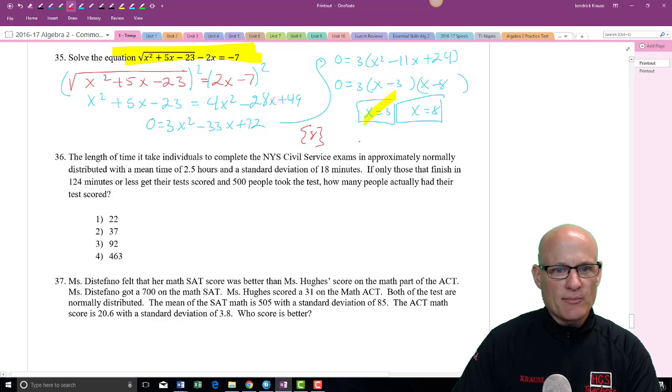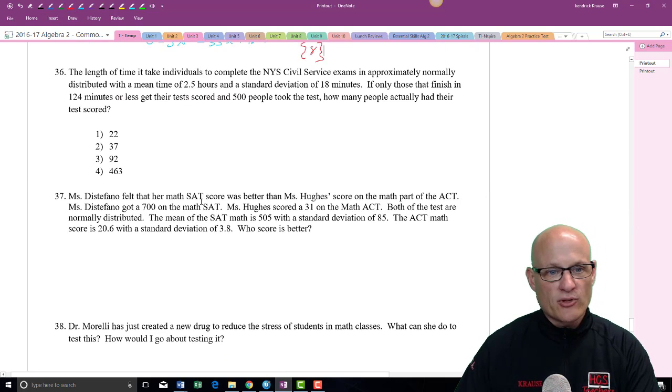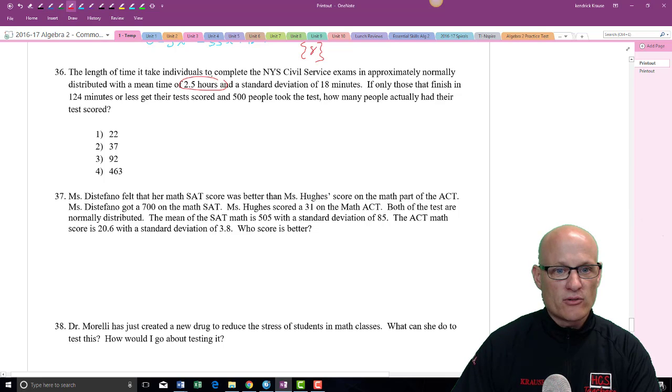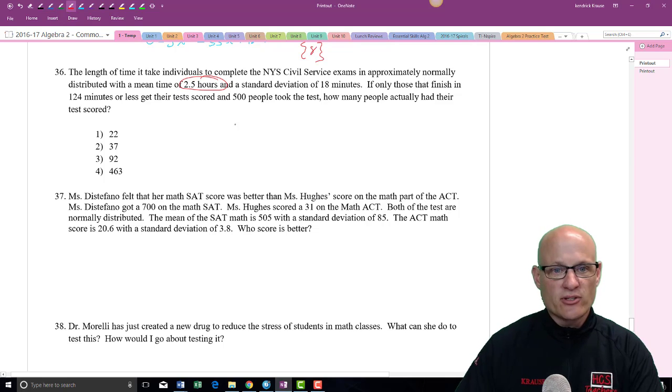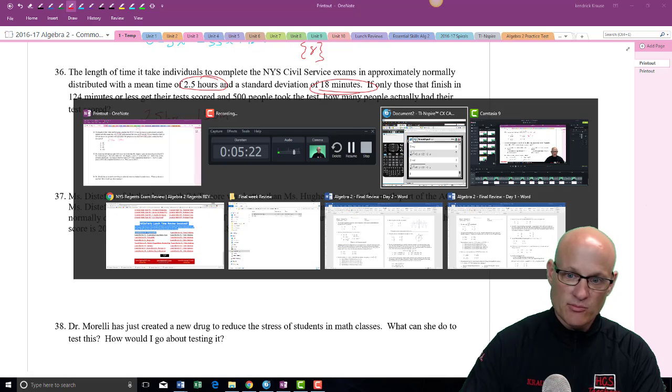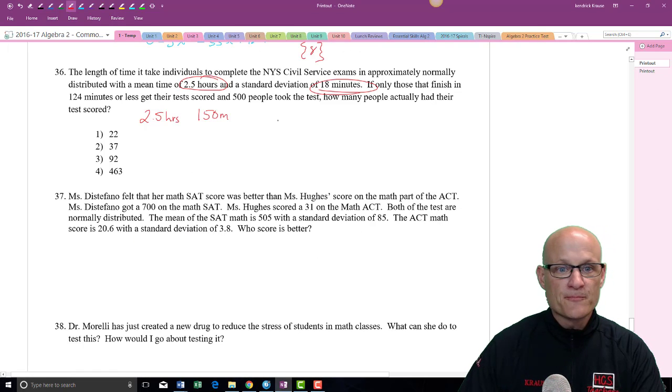All right, the length of time it takes to complete the New York State Civil Service exam is approximately normally distributed with a mean time of 2.5 hours and a standard deviation of 18 minutes. Did you notice? 2.5 hours. It's 120 plus 30 more. That's 150 minutes. Just checking because my brain's not working. 2.5 times 60, 150. Good.